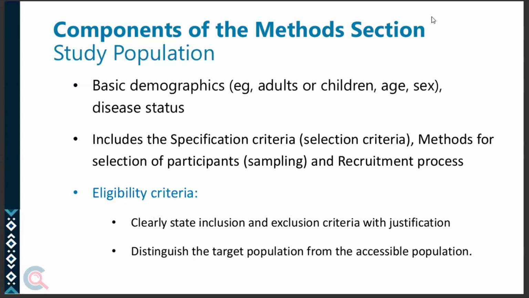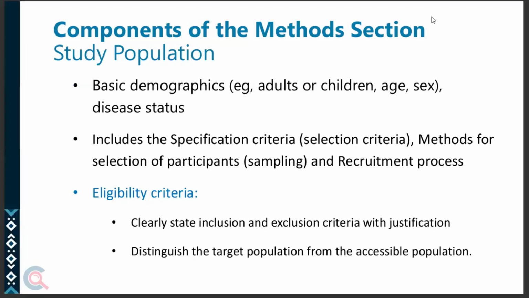For the study population, it's important to include basic demographics of your study population. Were they adults or children? What was their age? What was their sex? Or disease status where applicable. You have to include specifications of the criteria that you use in selecting your participants, the methods of selection, that is the sampling and the recruitment process.